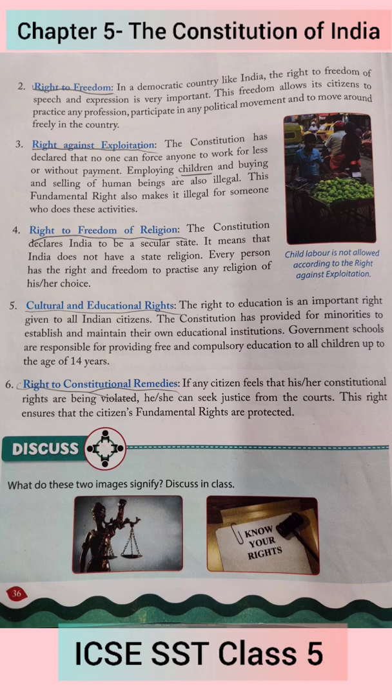Employing children and buying and selling of human beings are also illegal. This fundamental right also makes it illegal for someone who does these activities. Right to freedom of religion. The Constitution declares India to be a secular state. It means that India does not have a state religion. Every person has the right and freedom to practice any religion of his or her choice. In the picture you can see child labor is not allowed according to the right against exploitation.